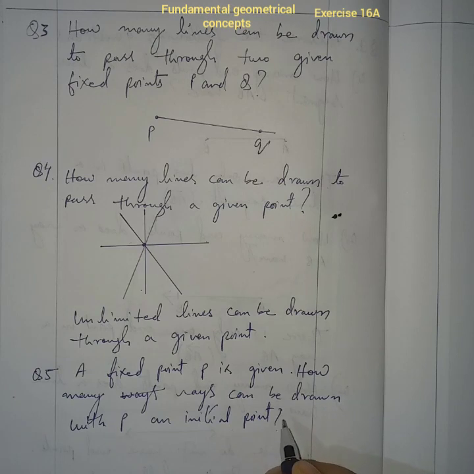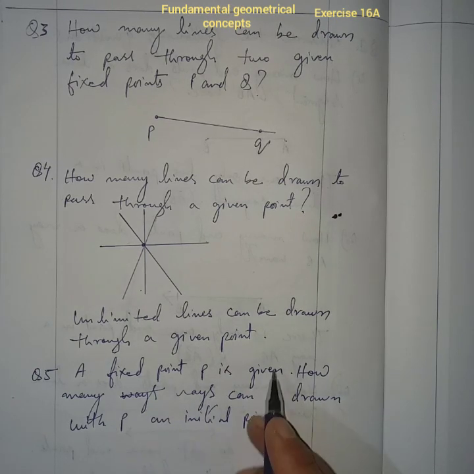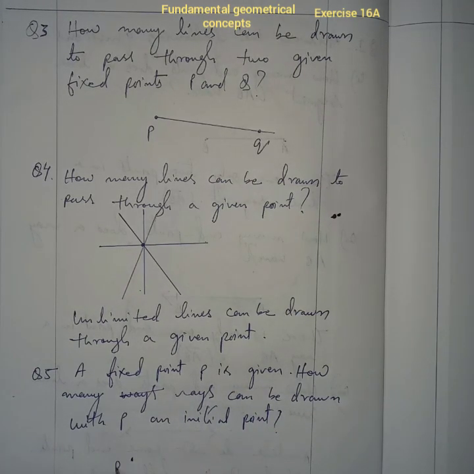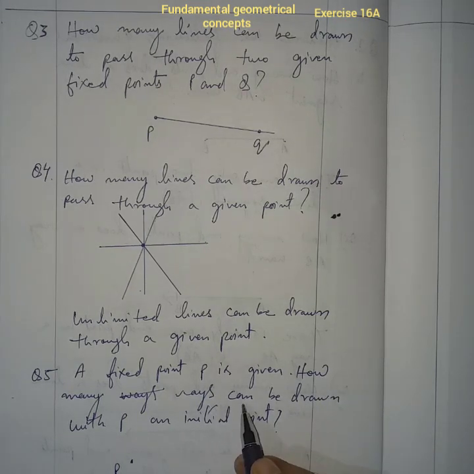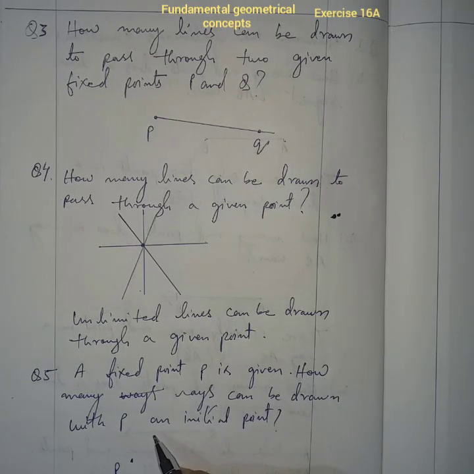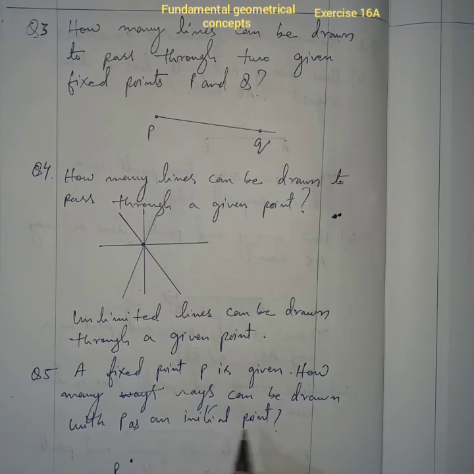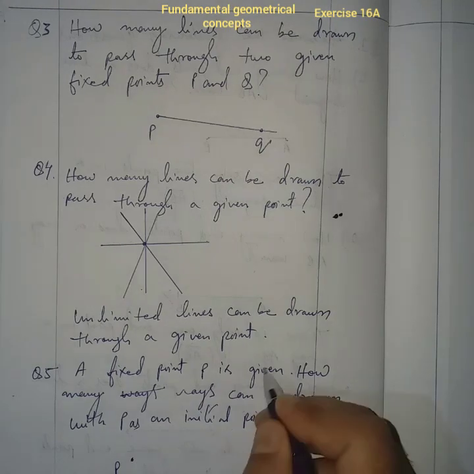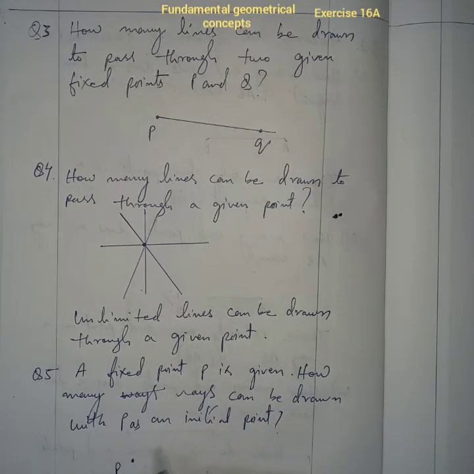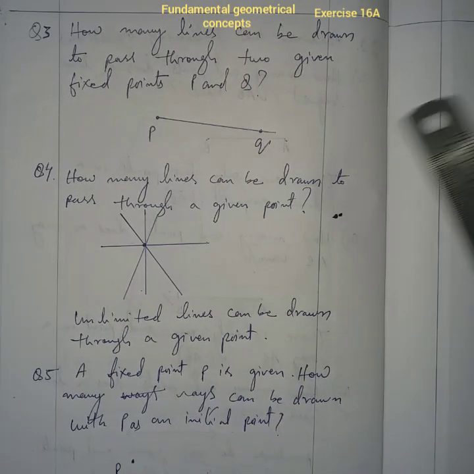So here a fixed point P is given. How many rays can be drawn through P as an initial point? Okay, so through this point how many rays can come out? Let us draw a few rays.